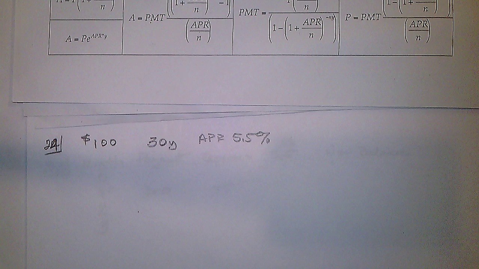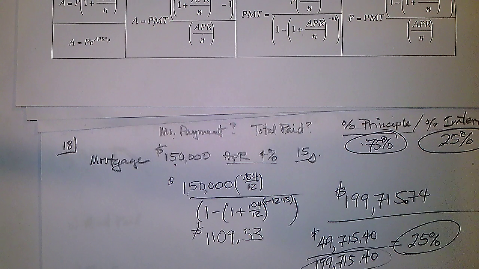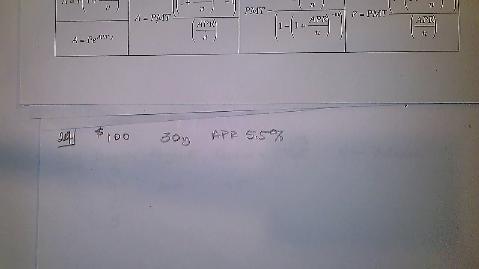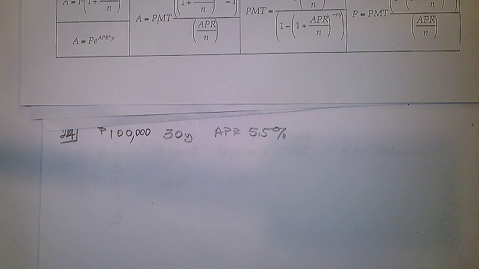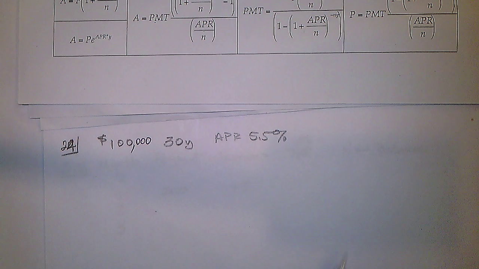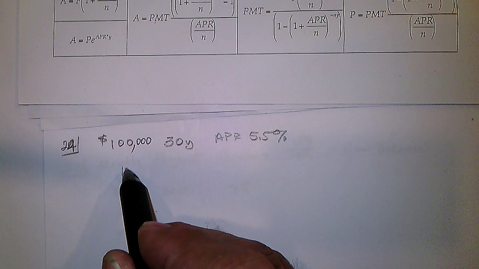I'm going to do it again, but now we're doing, let's see, no. What's 24? I gotta look that up. Forgot what the question was. 24 says you borrow 100,000. That's what I thought it was, another loan for 30 years at a fixed 5.5%. Okay. And I think they want us to do the same thing we did before, all those same questions.